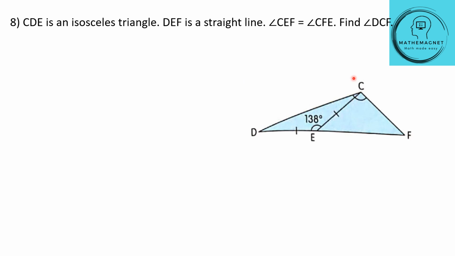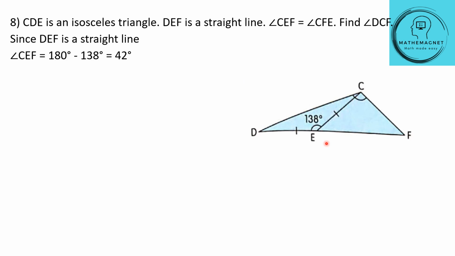Now we know this is an isosceles triangle. The triangle CDE is an isosceles triangle. So let's see how to go about it. We know DEF is a straight line, and we know DEC is 138 degrees, and as per the principles of angles on a straight line, at this point E, the sum of all angles will be equal to 180 degrees on the straight line DEF. So angle CEF will be 180 minus 138, which is equal to 42. So if this is 42, we can also say CFE is also 42, because they have given CEF is equal to CFE in the question itself.